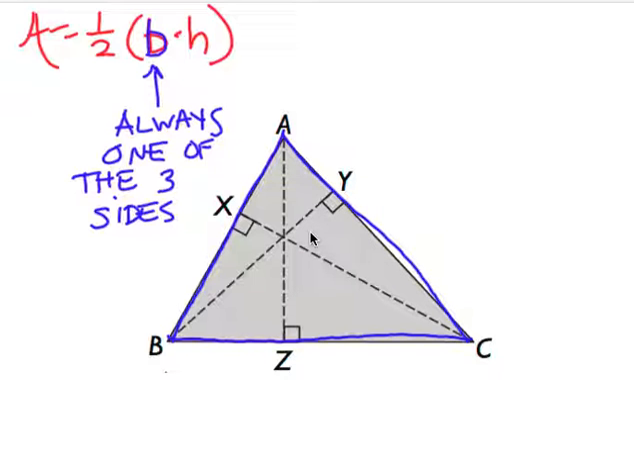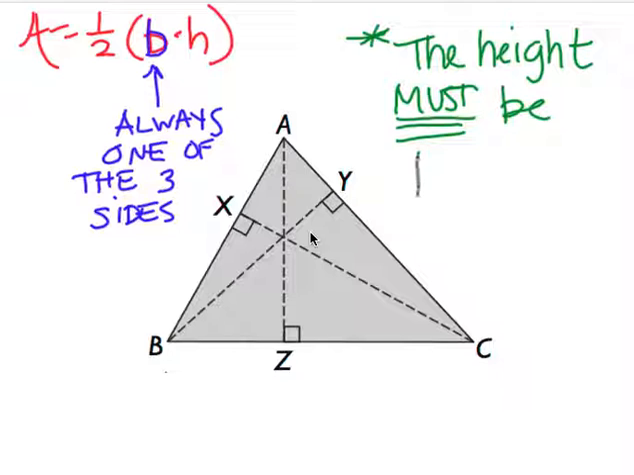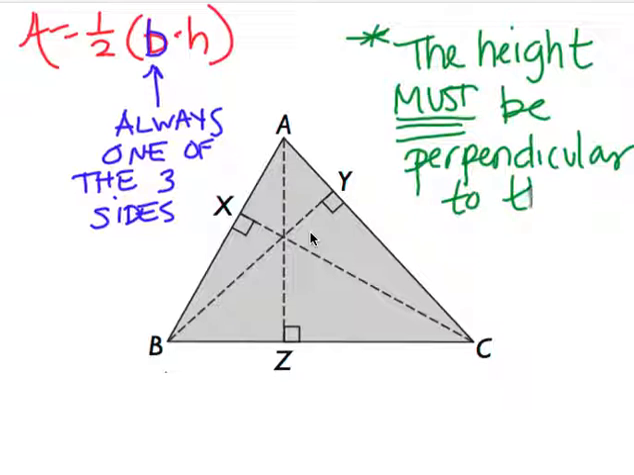The thing is, depending on which side you're going to call the base, it will change which one of these dotted lines you use as your height, because the height of your triangle must be perpendicular to the base. So that's really critical, because otherwise we're not going to get a true height of the triangle.